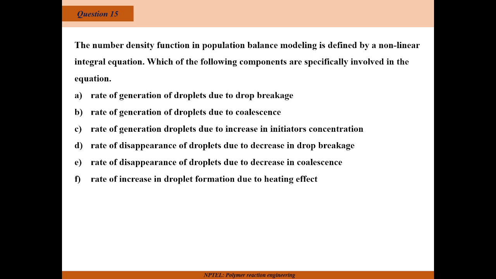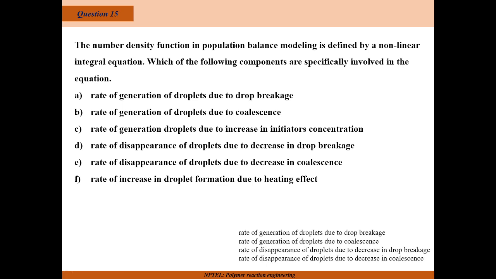Yeah, this part I'm not very clear. Yeah, to discuss the answer. So the answer is rate of generation of droplets due to drop breakage, rate of generation of droplets due to coalescence, rate of disappearance of droplets due to drop breakage, rate of disappearance of droplets due to coalescence. So these are the answers specifically.